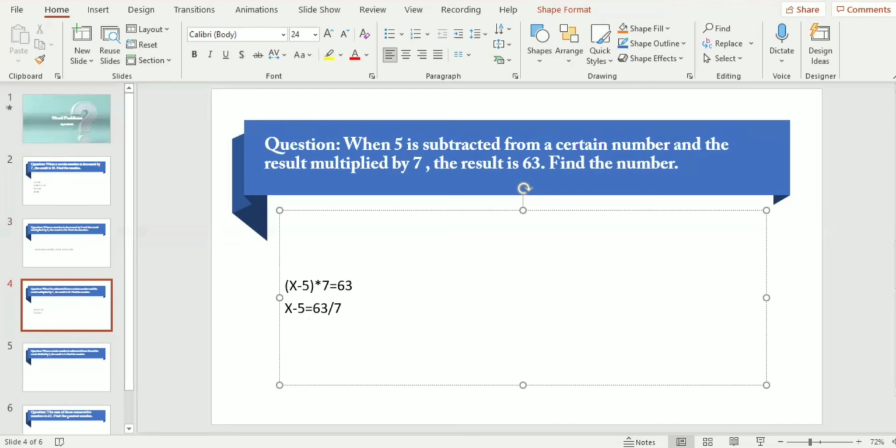And we know that 63 divided by 7 is equal to 9. Now again we have x is equal to 9 plus 5, as this 5 goes to that side and becomes positive. So we have the final result, which is x is equal to 14. This is basically our number.